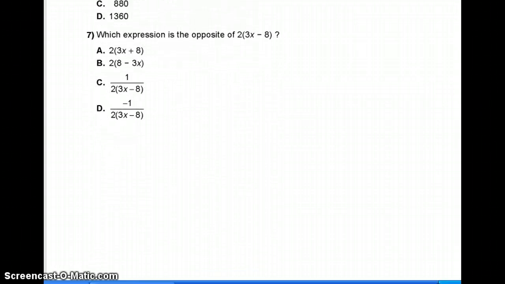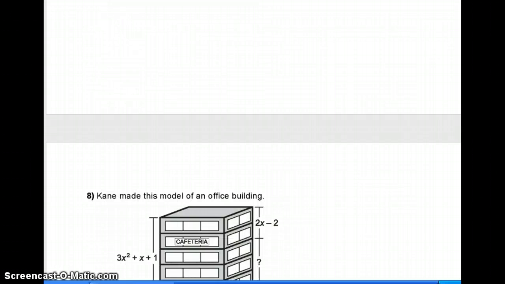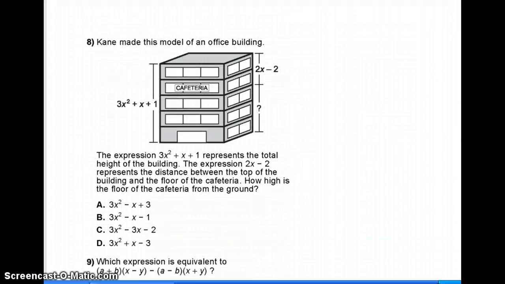Number 7, which expression is the opposite of 2 times the quantity 3x minus 8? Number 8, Cain made this model of an office building. The expression 3x squared plus x plus 1 represents the total height of the building. The expression 2x minus 2 represents the distance between the top of the building and the floor of the cafeteria. How high is the floor of the cafeteria from the ground?